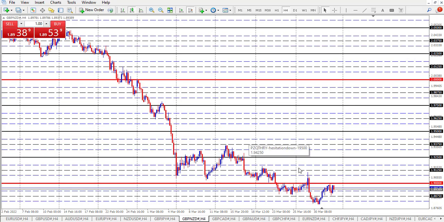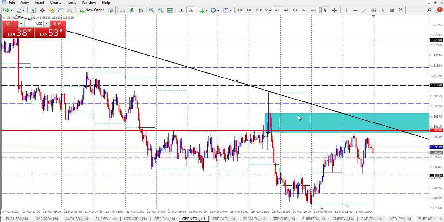So GBPNZD, this is a clear sell from my point of view. So I'm expecting price to be selling from this point, and as you can see, this is a very good trend line, and we are at a whole number. So I'll be expecting price to retest this area and drop. So if you go to H1, you can clearly see that we have an area here that price might just go and retest and go.